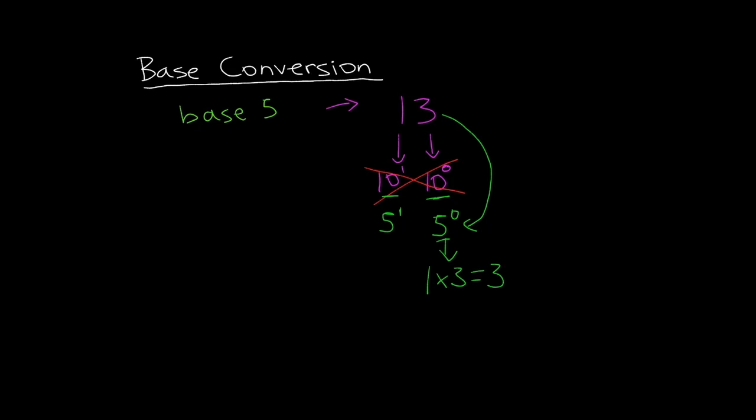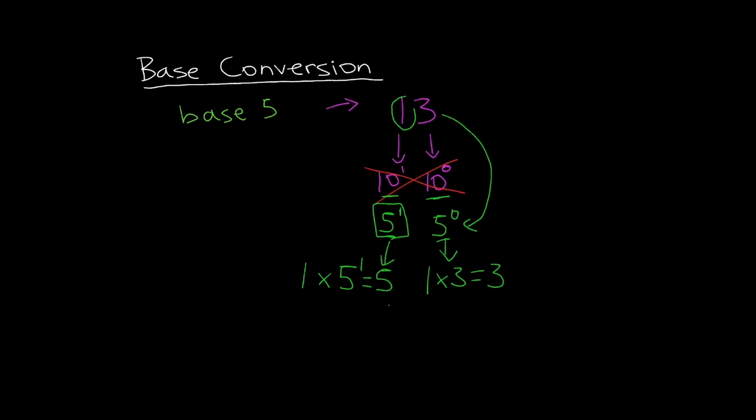But now let's take a look at the 1. In base 10, this 1 we know represents 10. But we are not in base 10 anymore. We're thinking in base 5. So instead of being 10, we do 1 for the digit in the place times what this place value is, 5 to the 1st. And if you do that, you'll get 5. So that's really what the 1 is representing, and then 3 is what the 3 is representing.